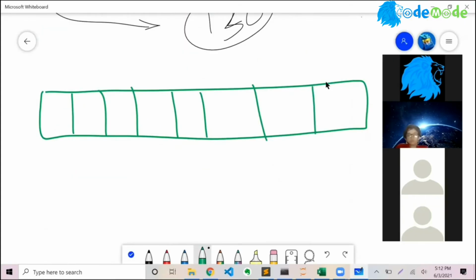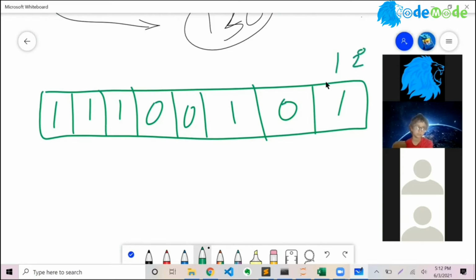Make sense? So let's see, I'm going to put 1 1 1 0 0 1 0 1. This is a binary number, right? 8 bits is 1 byte, and this is 1 byte altogether. The number itself is 1, and it has a position. What is the position? 0. So at the 0th position, the position value is 1, because this is 2 to the power 0. The next position will be 2, because it is 2 to the power 1.